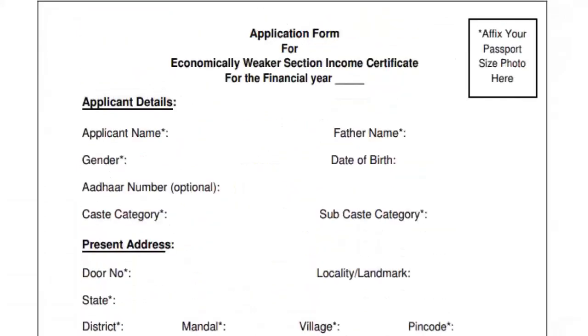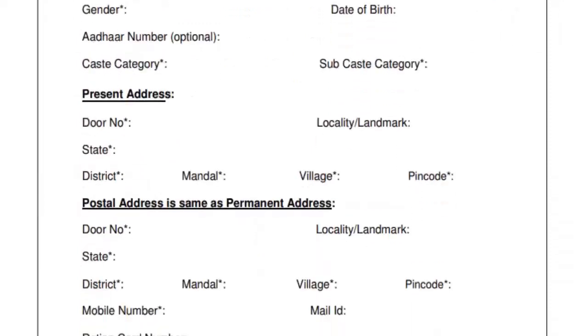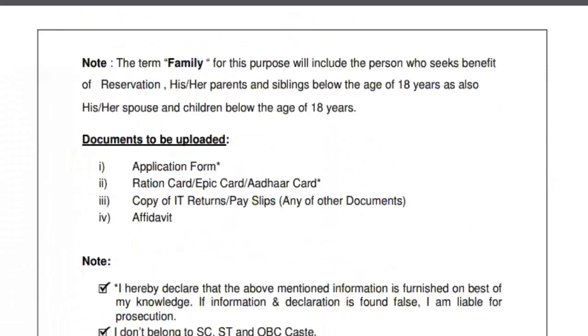You will affix your photo here. You will give all the applicant details, present address, postal address, income details, and you will have to submit the documents. For example, you will be submitting the ration card, Aadhaar card, pay slips, affidavit. So they would do the verification through these documents. Through the Aadhaar card, they would get to know what kind of property you have, and through the pay slip, they would get to know what your earning is.